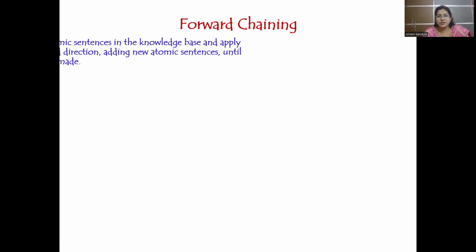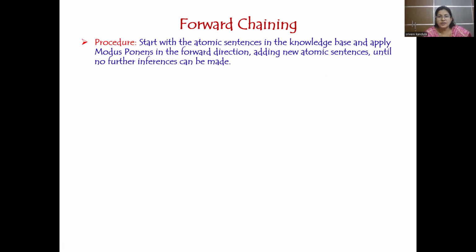So in forward chaining, first of all, we'll start with atomic sentences that are there in the knowledge base. And then we apply modus ponens in the forward direction, adding new atomic sentences until no further inference can be made. So that means here we will be starting with the goal, and from the goal we should be able to reach an atomic sentence, finally a true value or a false value we should reach.